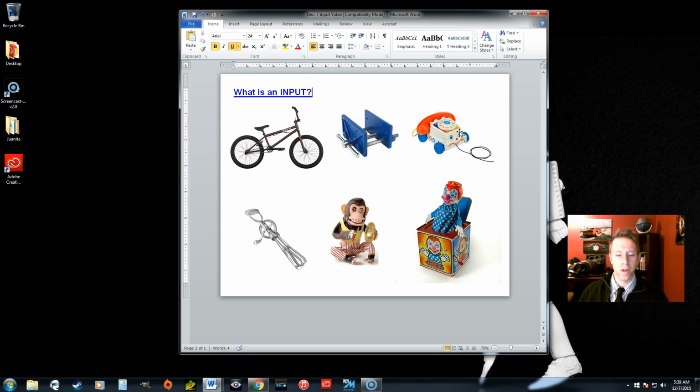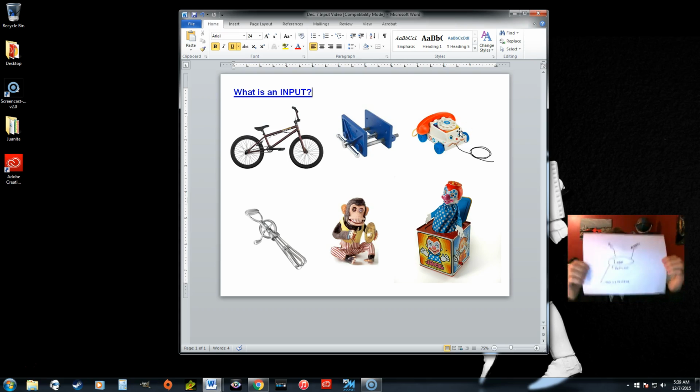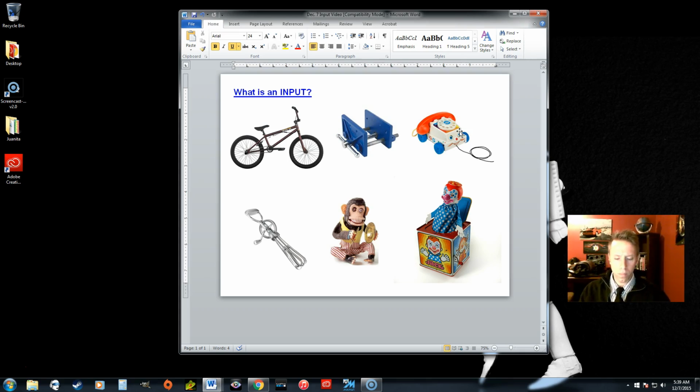So let's get our definition. Let's get our definition rock solid on our word web here. So the definition for input would be, for a mechanical system, where the energy enters the system. Let's start with that.